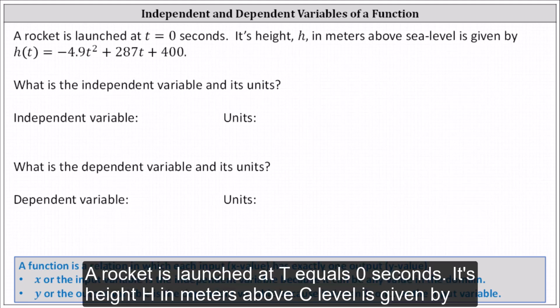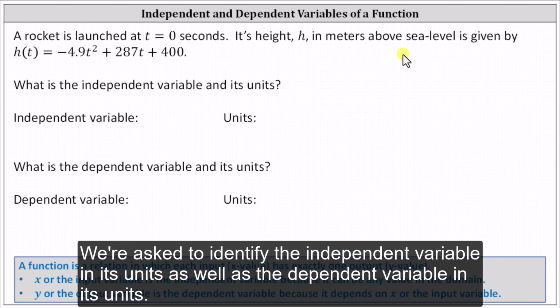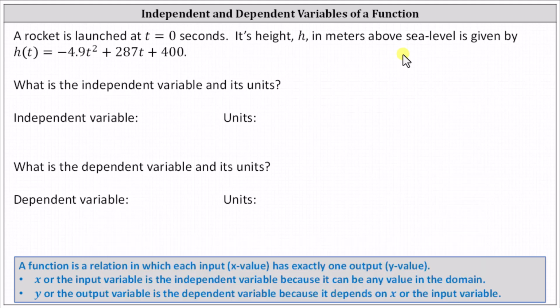A rocket is launched at t equals 0 seconds. Its height h in meters above sea level is given by the function h of t equals negative 4.9 t squared plus 287 t plus 400. We're asked to identify the independent variable and its units, as well as the dependent variable and its units.